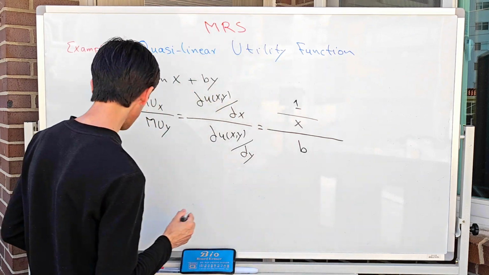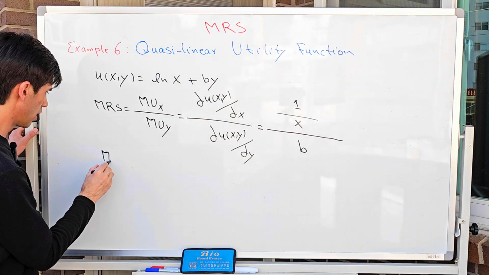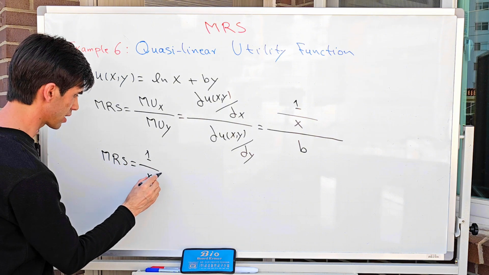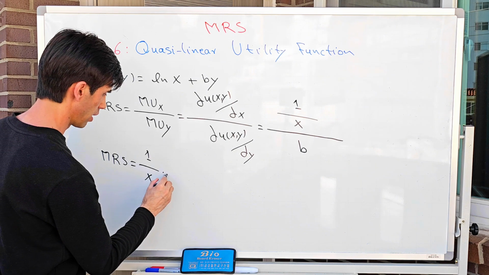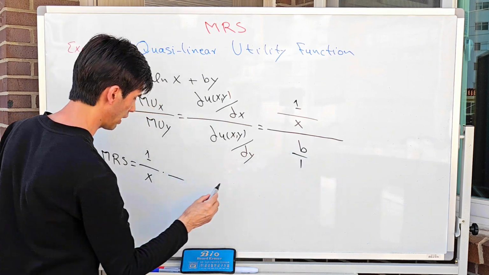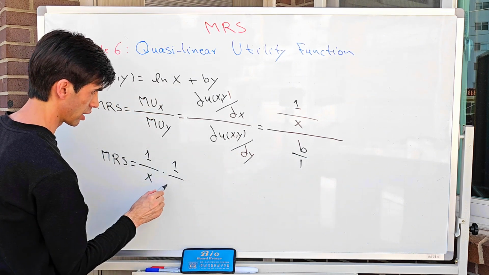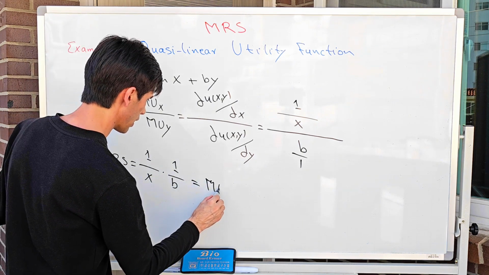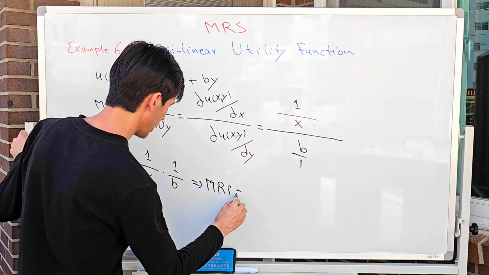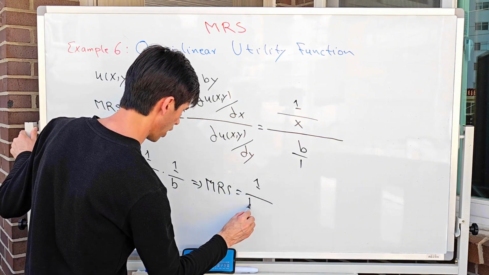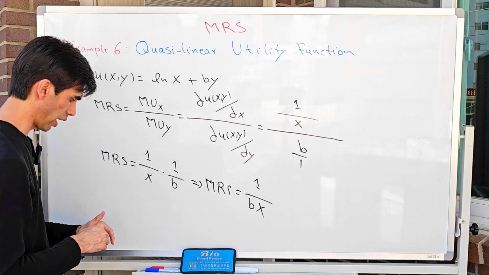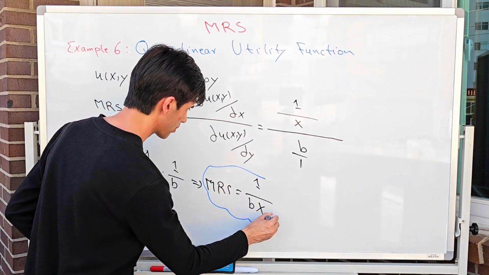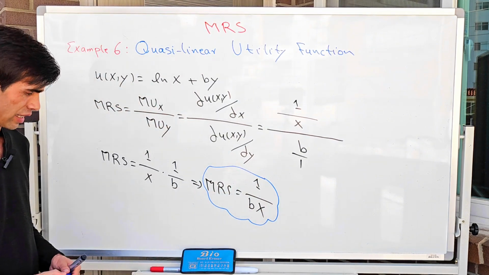So now our marginal rate of substitution is equal to 1 over x multiplied by 1 over b. And finally, the marginal rate of substitution in this case is equal to 1 divided by bx. This is the marginal rate of substitution for this quasi-linear utility function.